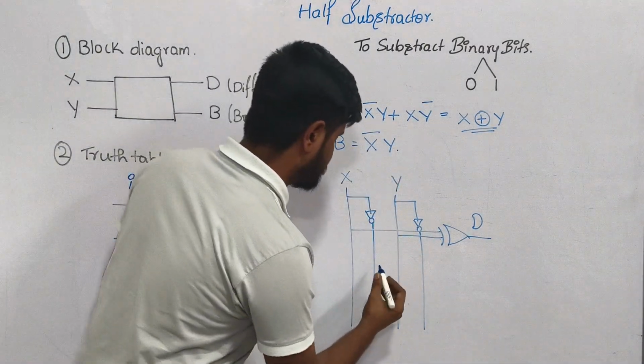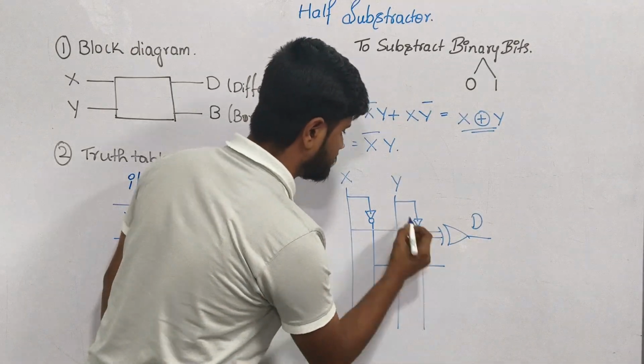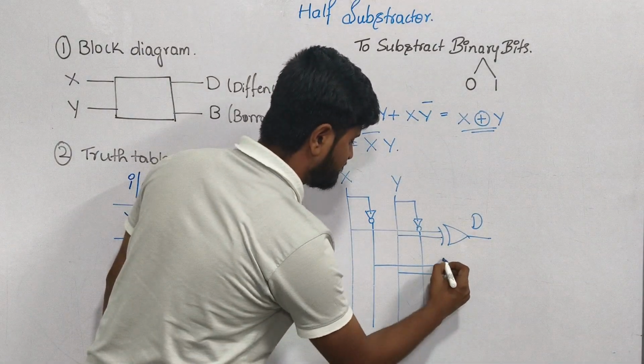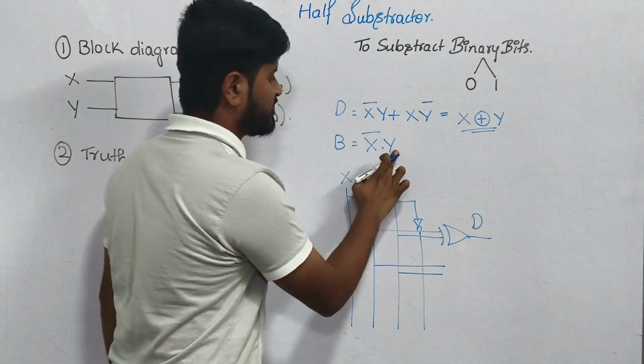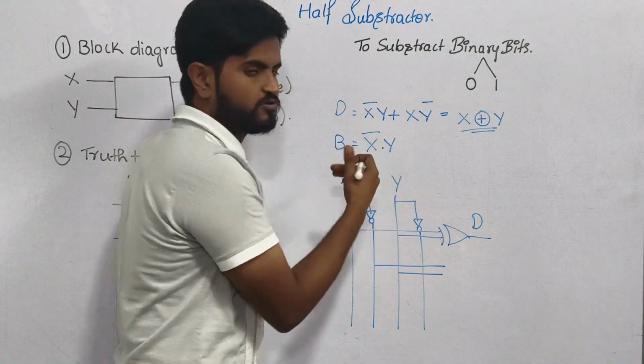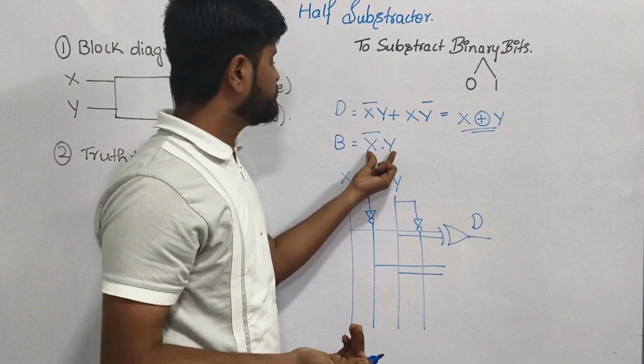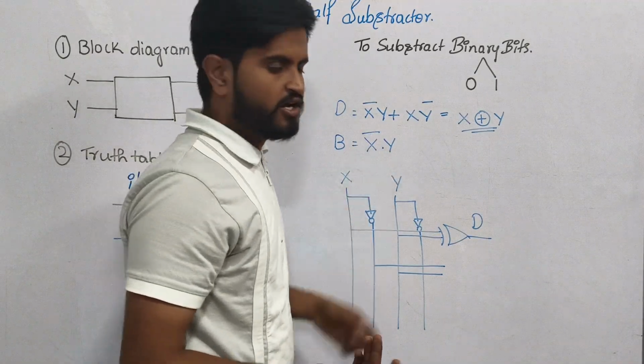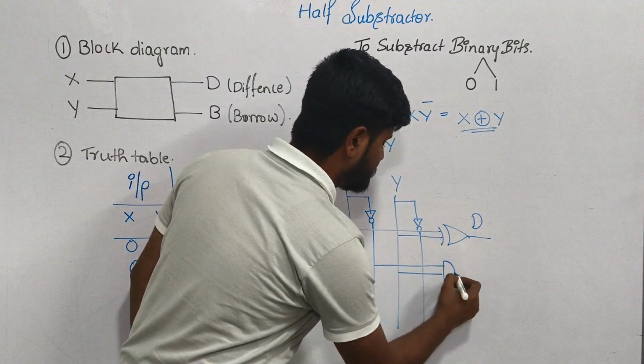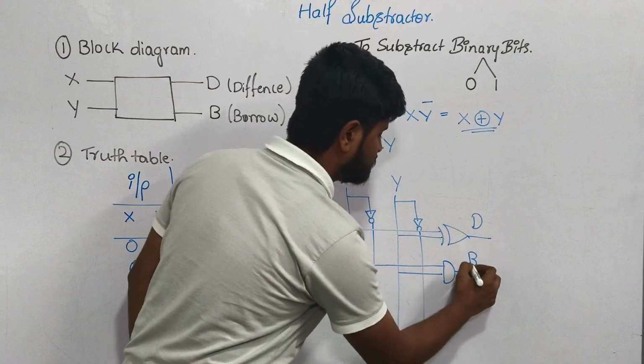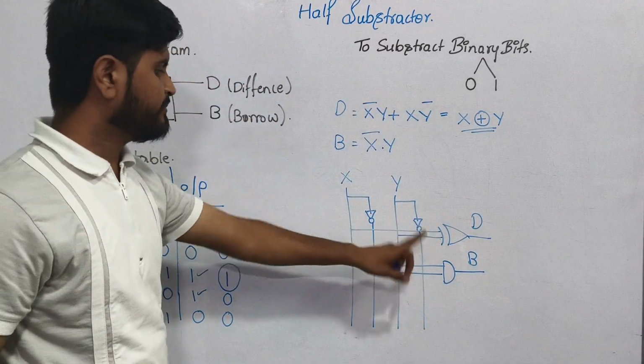Next let's write for borrow B. So X bar Y. X bar means you must take from the NOT gate, Y you will be taking from the same. Since there is a dot product in between them, because there is no plus or minus in between them, you will consider it as AND. So you will be using an AND gate in between them. So this is borrow B, difference D and borrow B.